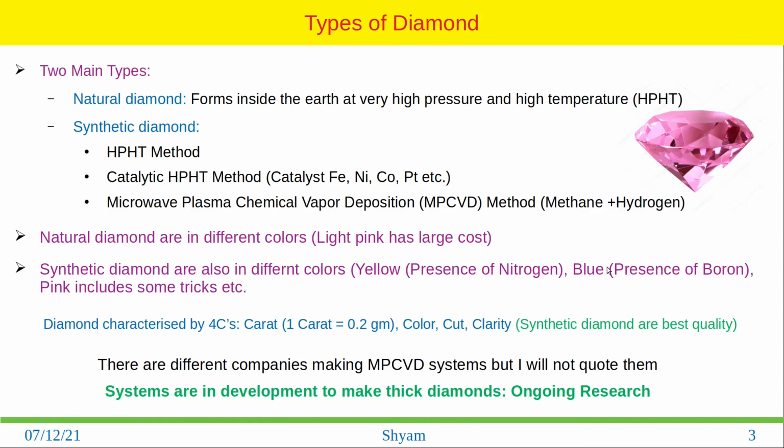Natural diamonds come in different colors, and light pink has the highest cost. This is just for information: light pink is the costliest. Synthetic diamonds we can also make in different colors, like yellow. If we want to make it yellow, we just put in impurities of nitrogen, and if we want to make it blue, we put in impurities of boron. But pink is a bit trickier, and it uses different techniques, which are not very trivial.